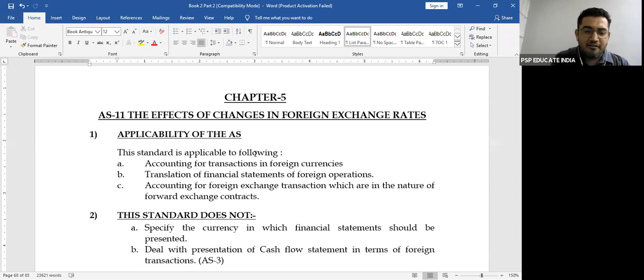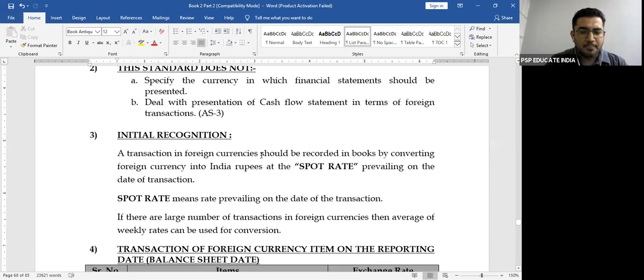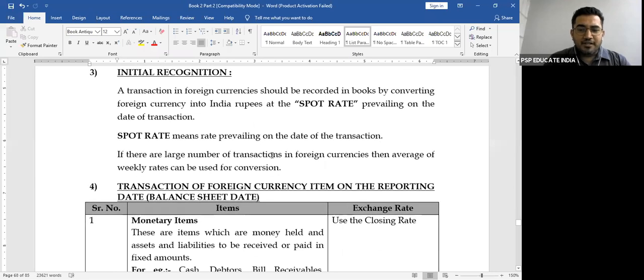This standard will never ever tell you the foreign currency that you must use. It will never deal with cash flow statement, because AS3 already covers that. Initially, every transaction will be recorded at the spot rate. What is the meaning of the spot rate? It means the rate prevailing on the date of the transaction. If there are large number of transactions, you will take the average weekly rates.